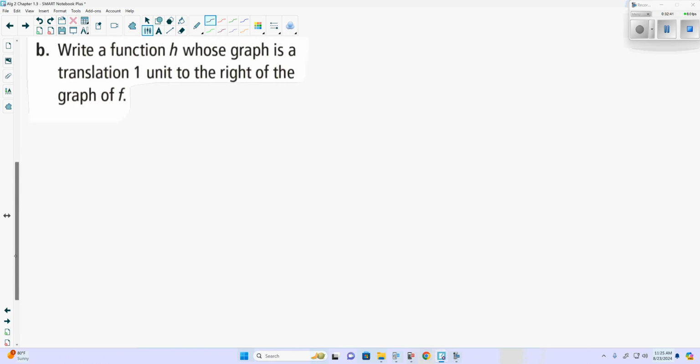We want to write a function h whose graph is a translation 1 unit to the right of f of x. Again, I'm going to rewrite the function mainly because I had to scroll down and the function's still higher up on the screen. So we have this here. Now, here we're naming the function h of x. And we're moving it to the right. So we're moving left, right.